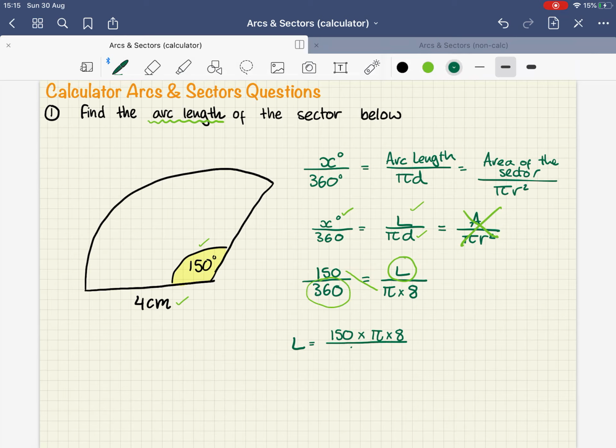And then grabbing my calculator, I'm going to put that in. So I've got 150 times pi times 8 over 360. And then that comes out as 10.47. And that's to 2 decimal places.